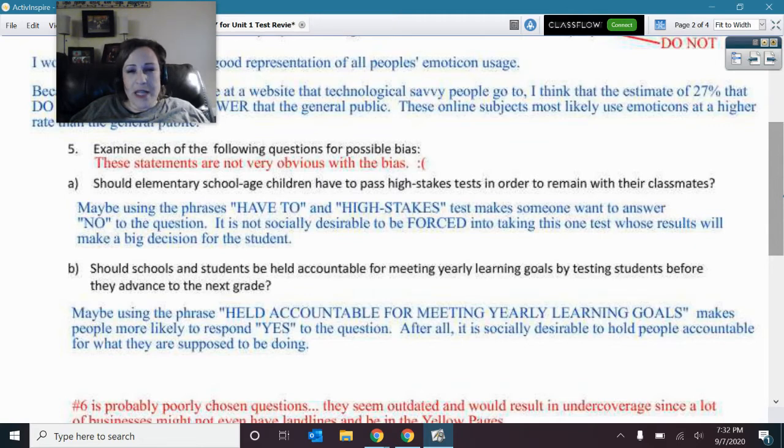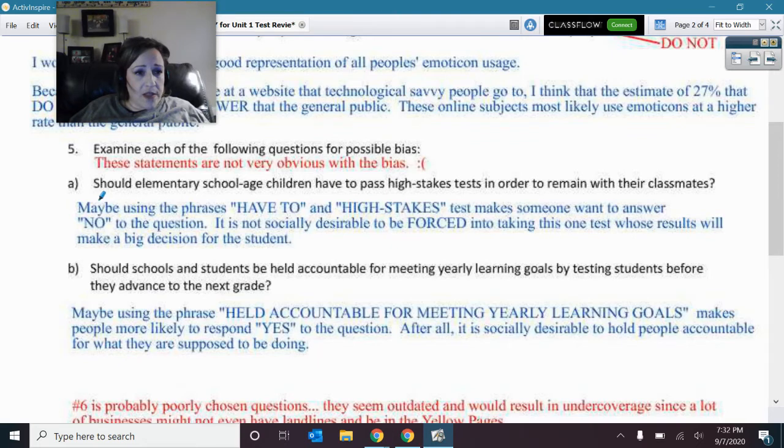Examine these for possible bias. They weren't real clear, so I just had some thoughts on it. If this was on a quiz or a test, I would definitely make it more obvious that your opinion was being swayed, or that because of the way they asked the questions, you were more likely to answer one way or the other. That's what you're looking for: because of the way the question's asked, are the subjects more likely to answer one way or the other?